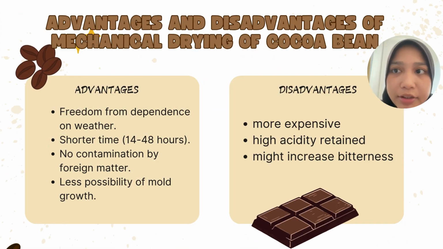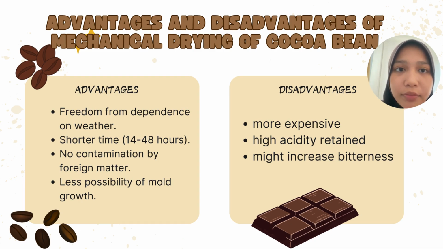Next are the advantages and disadvantages of mechanical drying of cocoa bean. For the advantages, the first one is freedom from dependence on weather. Second one is shorter time, which is 14 to 48 hours. Next is no contamination by foreign matter. And the last one is less possibility of mold growth.